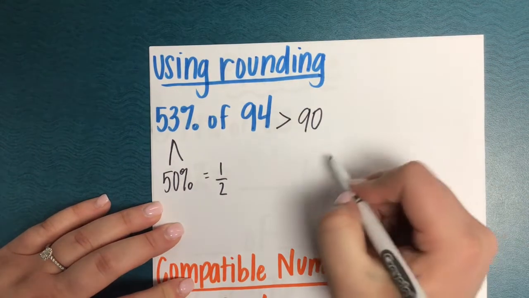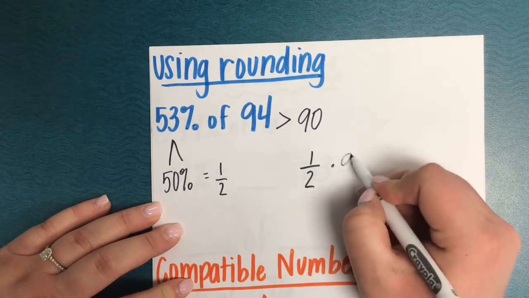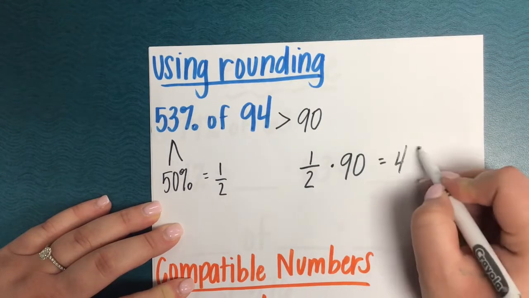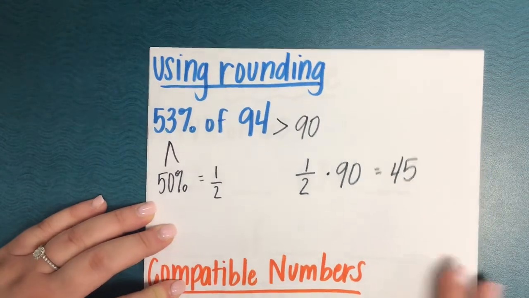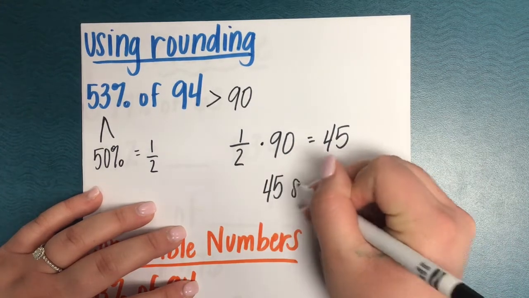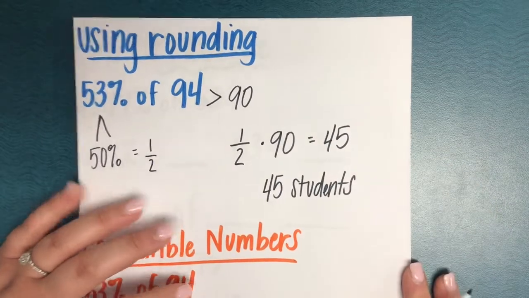So we are trying to figure out 1/2 times 90. We're going to get 45. Okay, remember that we can't leave it there. We have to add a label. So 45 students plan to get a summer job.